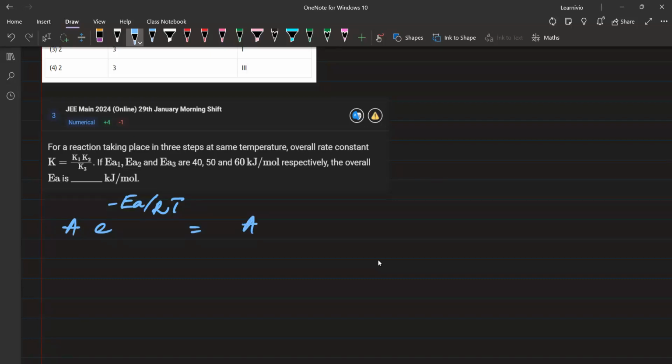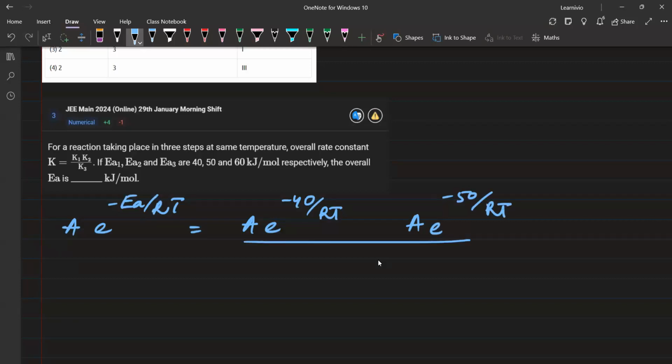So I can write A e to the power, rather than writing minus EA, I will write minus 40. Make sense? Yes or no? Please tell me. Divided by RT. This is for K1. For K2, A e to the power minus 50 upon RT. Divided by K3, which will be A e to the power minus 60 upon RT. Does this make sense? Yes or no? Please tell me, guys.